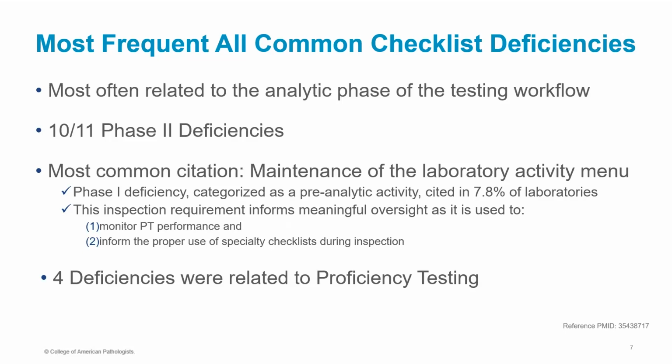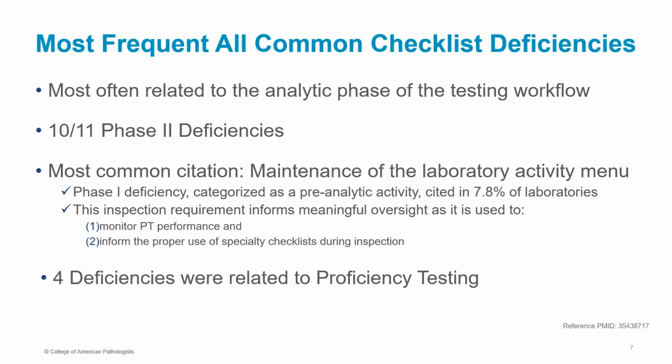The most frequent all-common checklist deficiencies most often related to the analytic phase of the testing workflow, if you think about the testing workflow in terms of a pre-analytic, analytic, and post-analytic workflow. Most of the deficiencies here were defined as phase 2 deficiencies. And the most common citation was maintenance of the laboratory activity menu. This is a phase 1 deficiency categorized as a pre-analytic activity and was cited in 7.8% of participating laboratories.